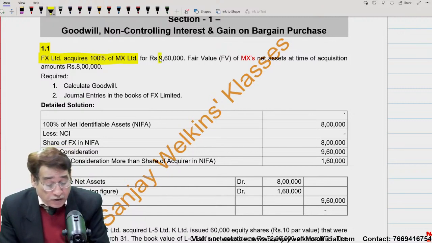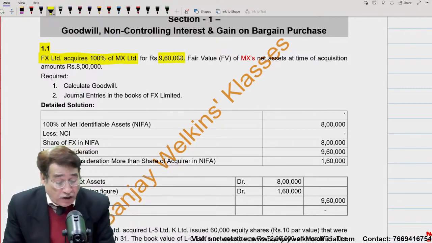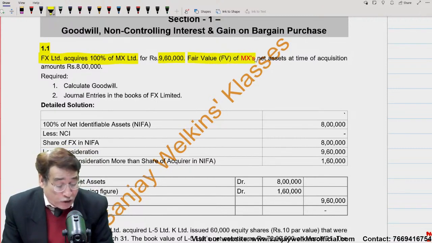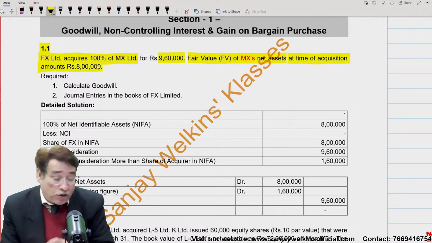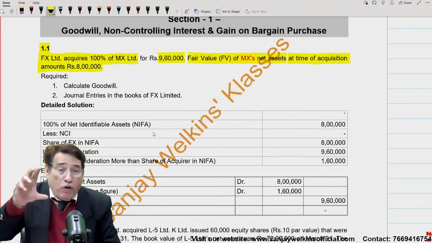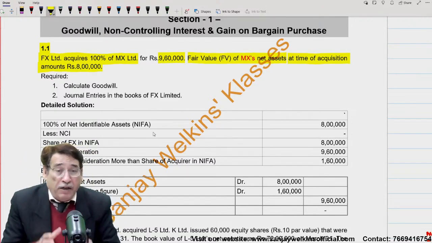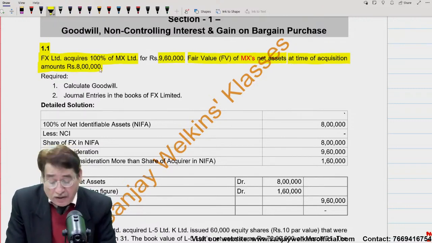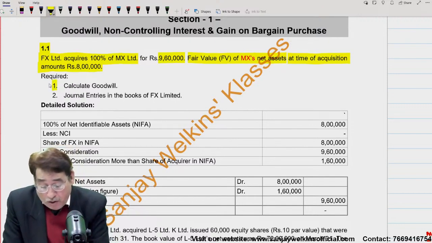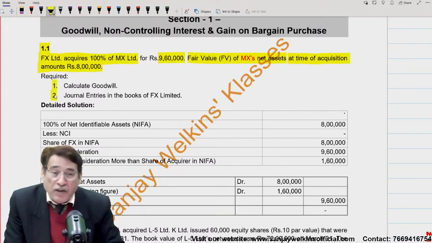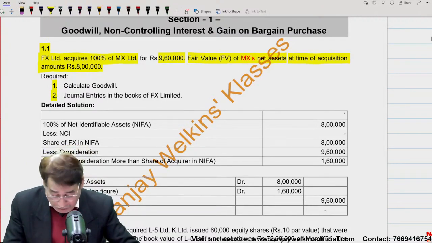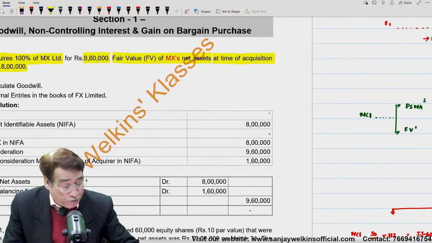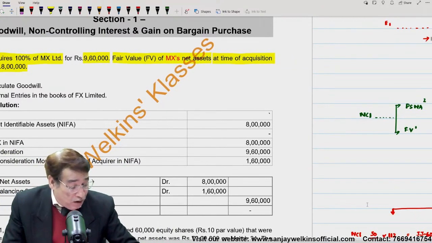And in order to get 100% share, how much did we pay? We paid 9,60,000. Further, it is given that the fair value of the acquiree company MX at the time of acquisition is 8 lakh. The day on which we acquired control, on that particular date, the net assets of the subsidiary company were appearing at a fair value of rupees 8 lakh. In this case, you are supposed to calculate the goodwill and pass the entries. You can do it very easily on your own, but just because I do not want to take the risk, I have a habit of, where is the space?